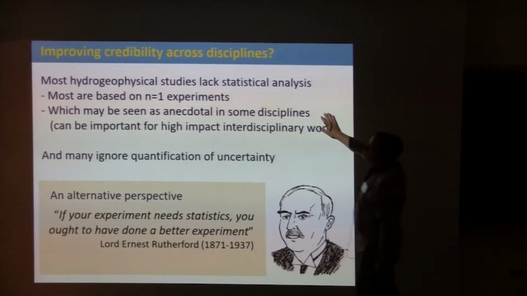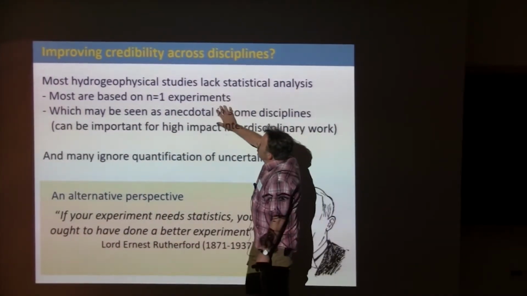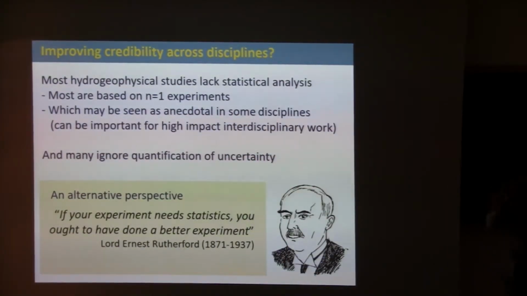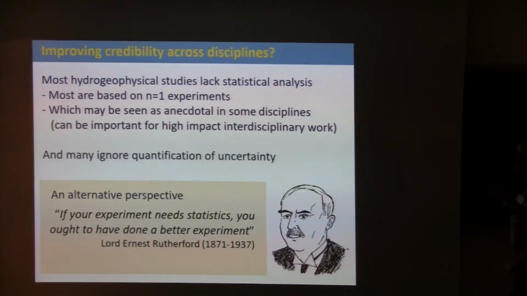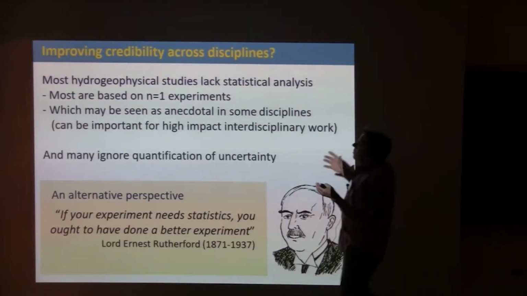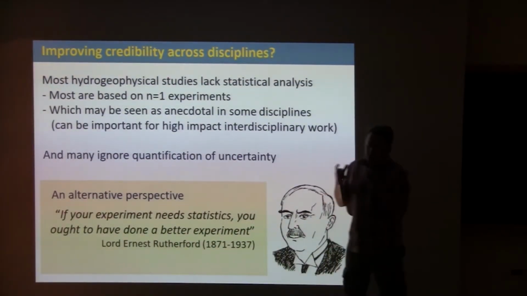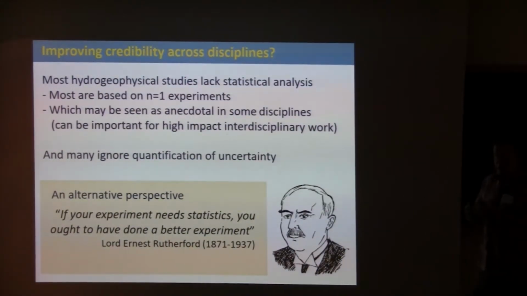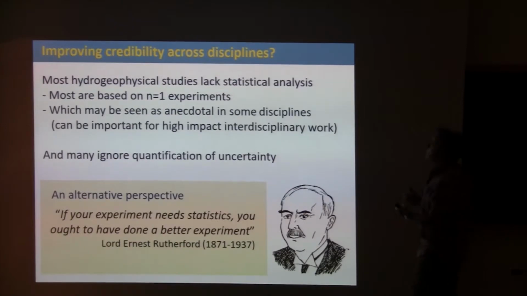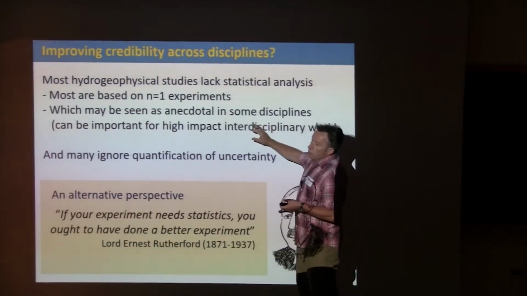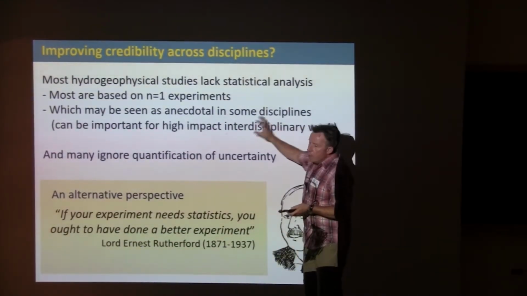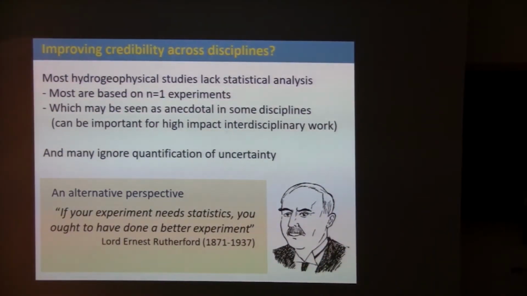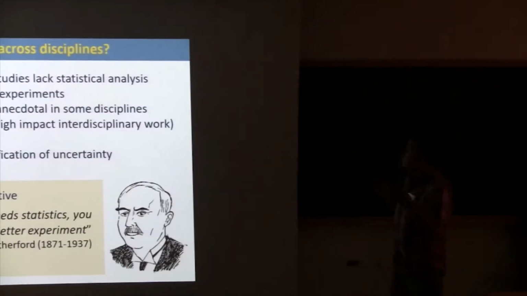We are faced with, and Kamini alluded to this a little bit, a lot of n=1 experiments, and that's a kind of curse of hydrological sciences in many cases. But sometimes we need to be able to think about running replicates where it's appropriate, to be able to get something that is not seen as anecdotal. And this is particularly important if you're looking at some high impact output in an interdisciplinary context.